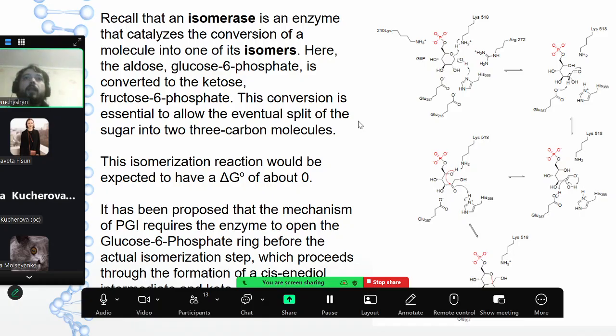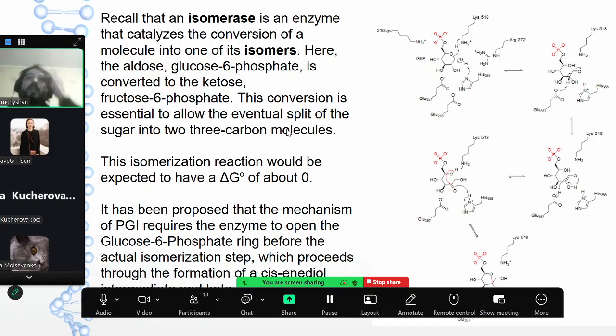Isomerase is an enzyme that catalyzes the conversion of a molecule into one of its isomers. So here the aldose glucose 6-phosphate is converted into ketose, fructose 6-phosphate. You remember sugars, we have a little bit different sugars, and if you draw them in a linear form, some of them will have an aldehyde group, some others will have a ketone group. So ones we call aldoses, and the others we call ketoses. So it transforms aldose into ketose, fructose 6-phosphate.